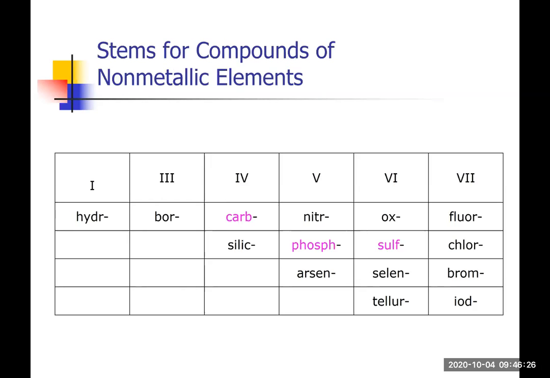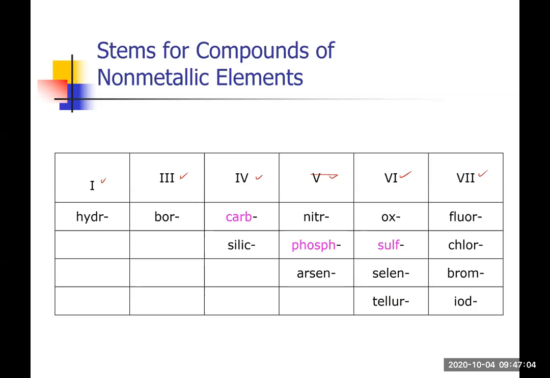Another preliminary bit of information you need are the stems for the compounds of non-metallic elements. So you can see that we have group, column, or family 1, group, column, or family 3, 4, 5, 6, and 7 here. And so in group, column, or family 1, hydrogen stem would be hydrogen. In group, column, or family 3, boron stem would be bor. Group 4, carbon stem is carb. Silicon stem is silic.